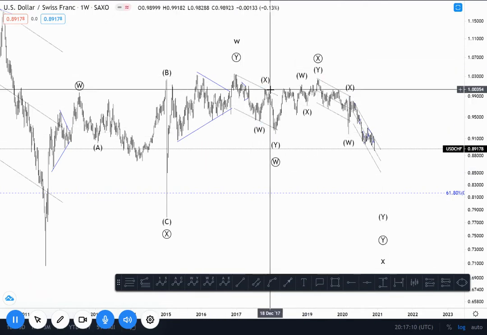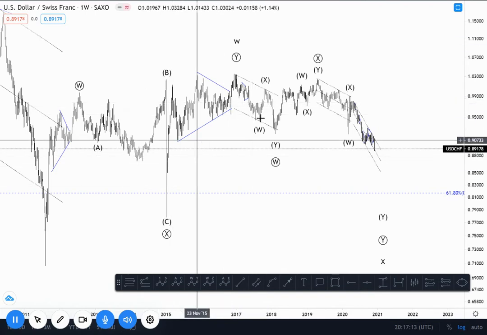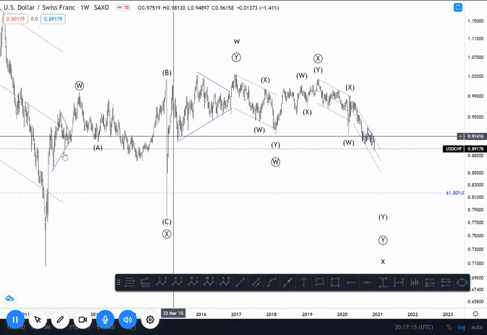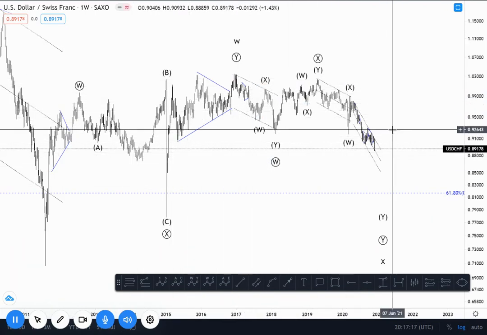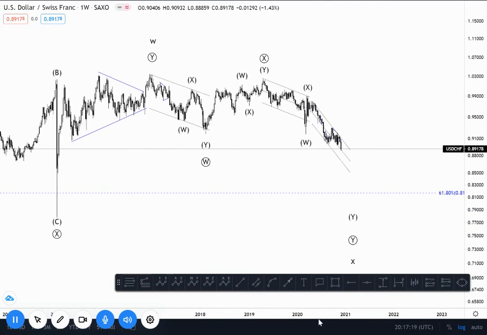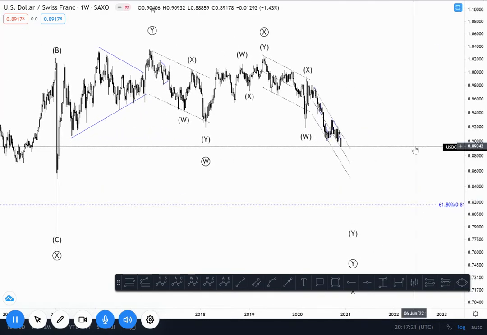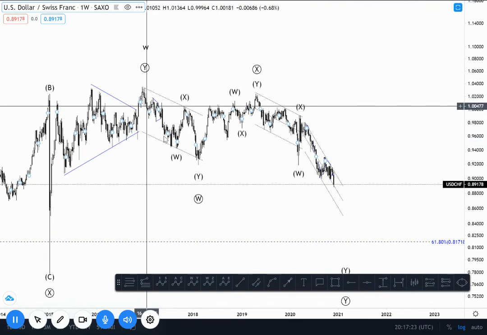It's in a corrective phase, right? We don't really need to focus on what's happening here. We know what's happening here, but our focus should now be on what's happening here on the weekly time frame, right? So you can see that the market formed a WXY pattern.